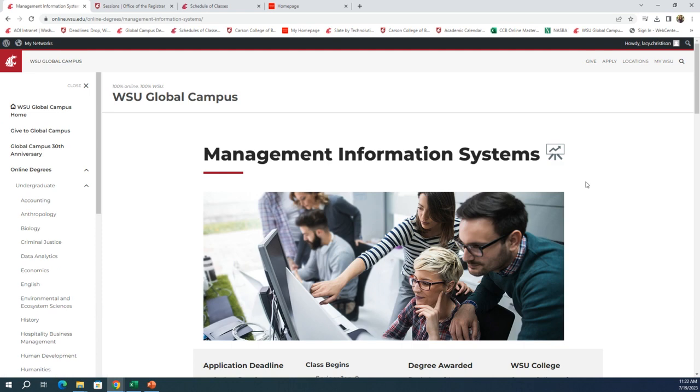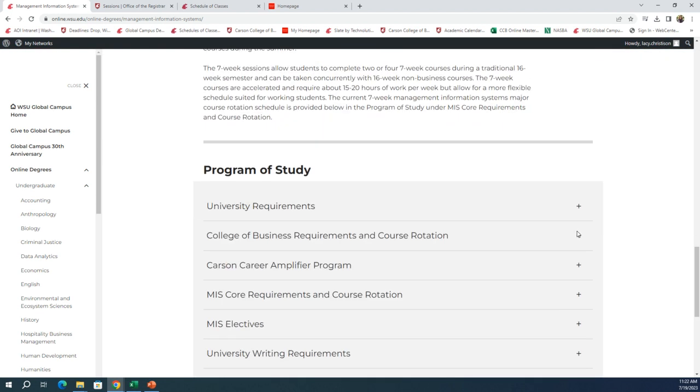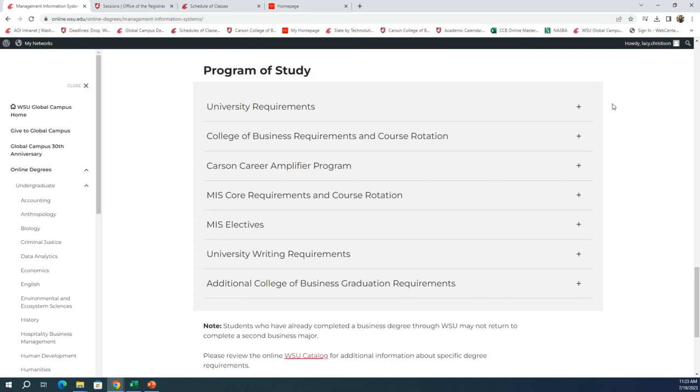Here, we're taking a look at the Management Information Systems major. Where you can find your course rotation information here is by navigating to the Program of Study near the bottom of the page. Here's where you can find the Program of Study, which is a condensed view of your planning worksheet. And there are a number of different accordions to click on.